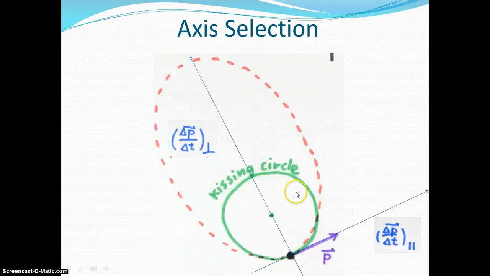So here, just something about our axis selection. You have our delta P, delta T parallel axis, which will always be pointing in the direction of the motion of the object. And then you have our delta P, delta T perpendicular axis, which will be pointing in the perpendicular direction from this axis. An interesting thing to note here with delta P, delta T perpendicular is that it will always be pointing toward the center of the kissing circle, which is a circle that can be drawn tangent to any point on the trajectory of the motion of the system.